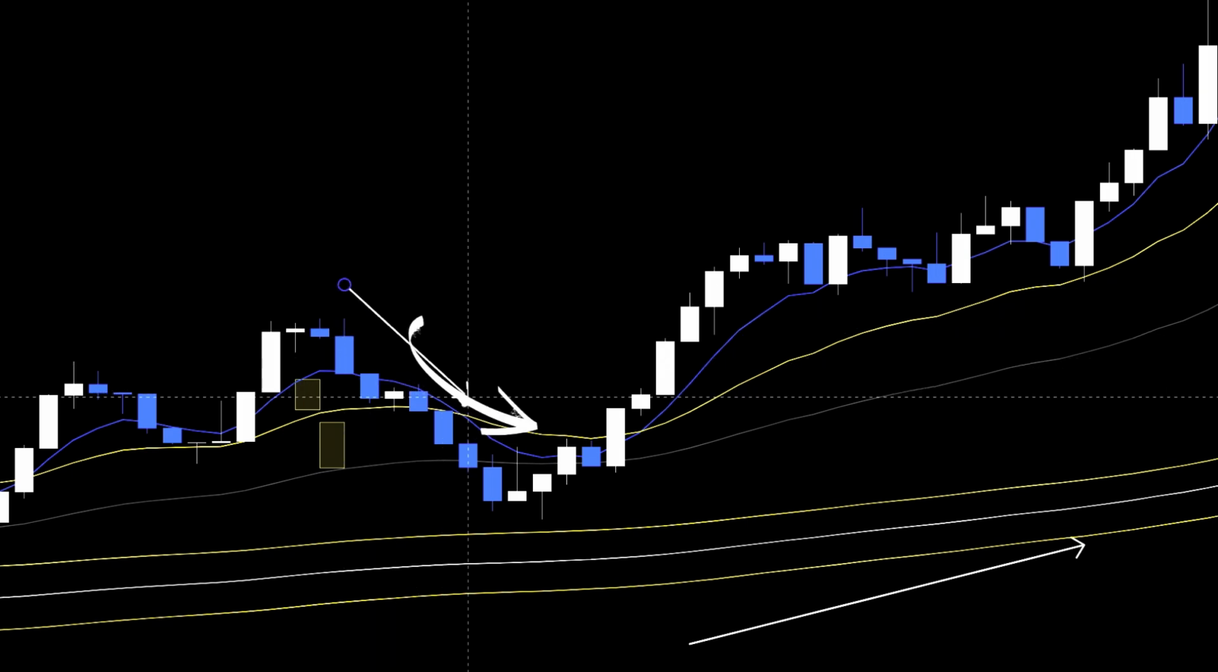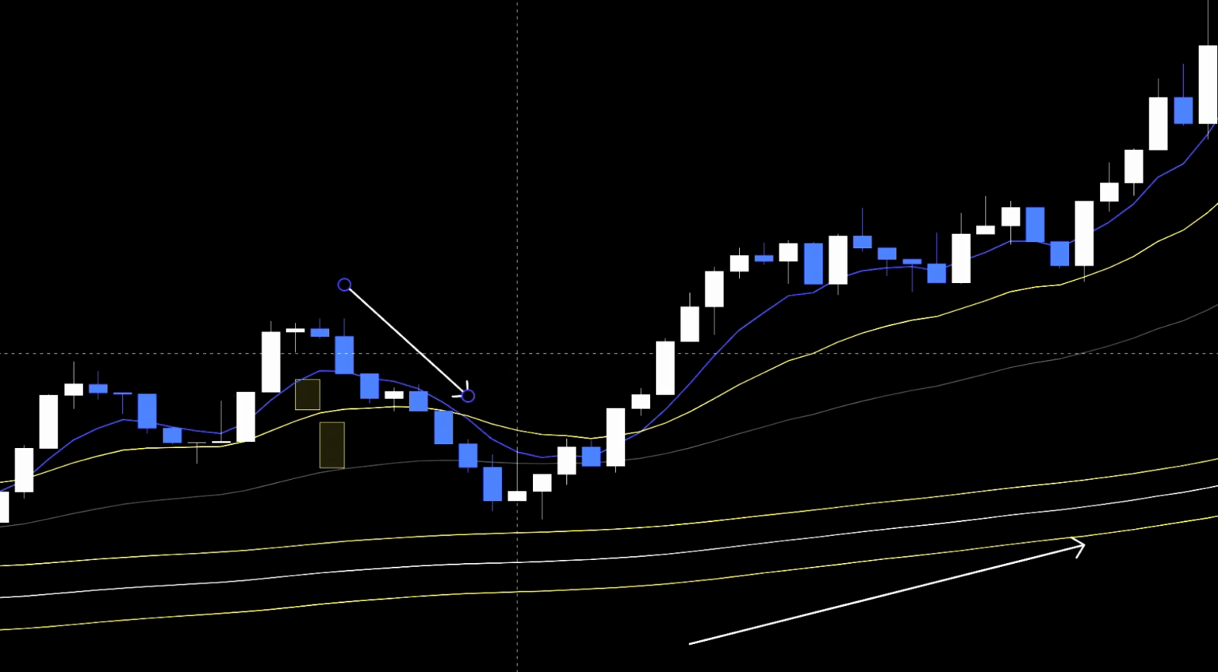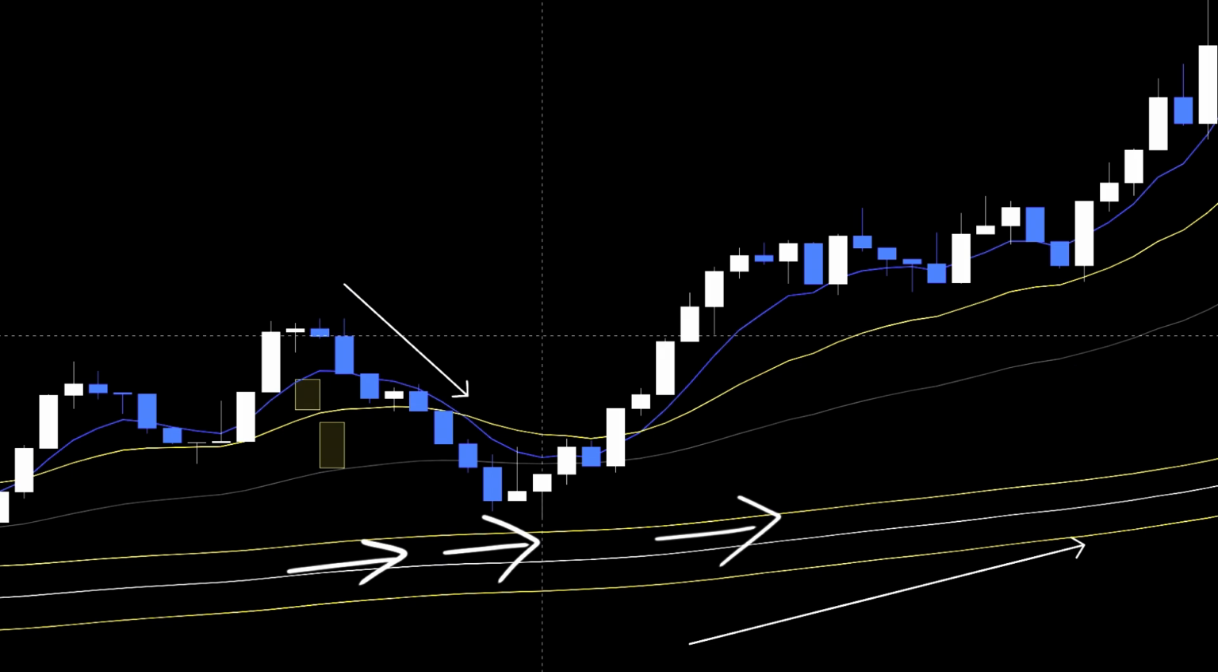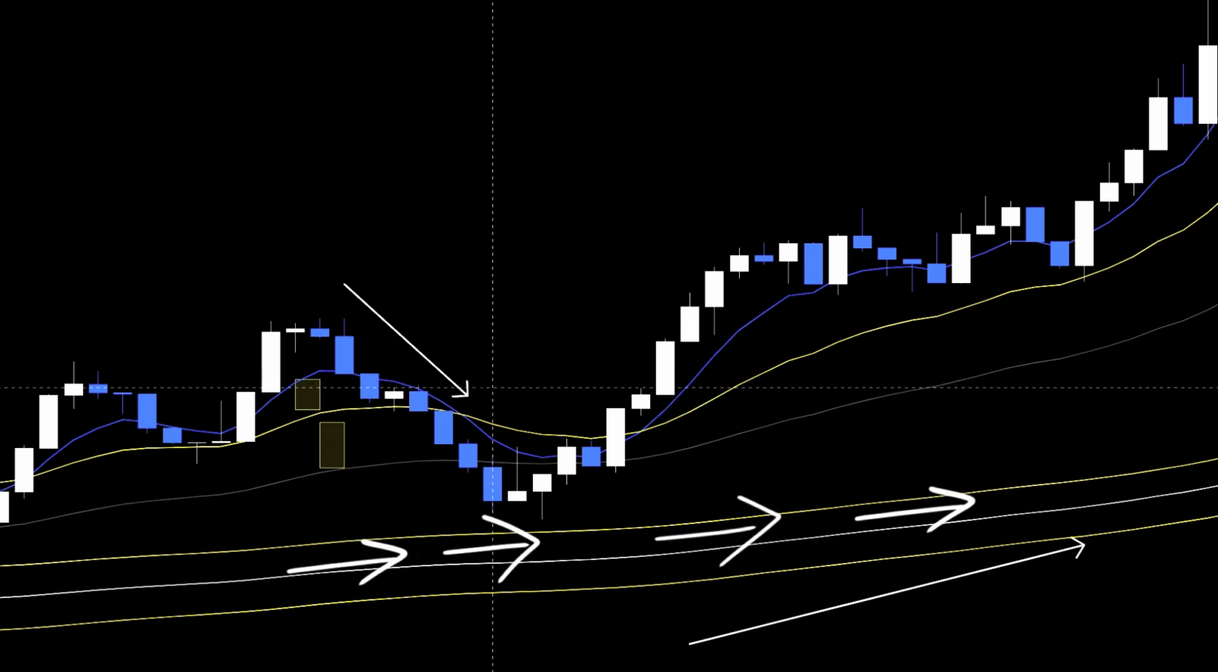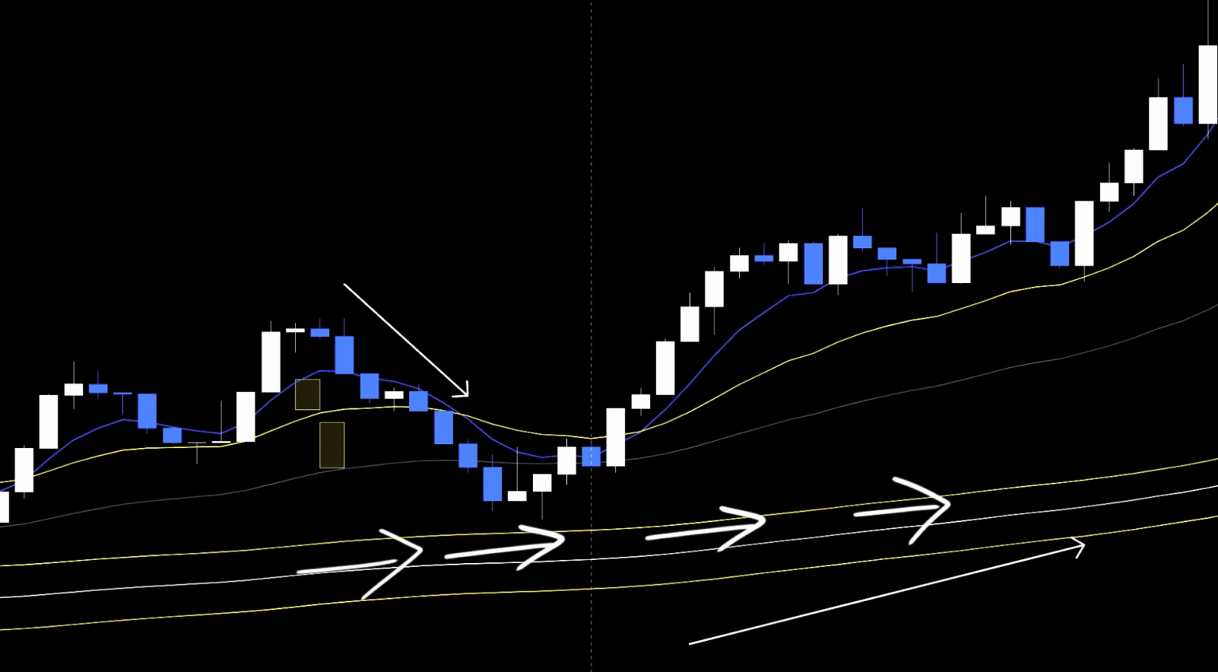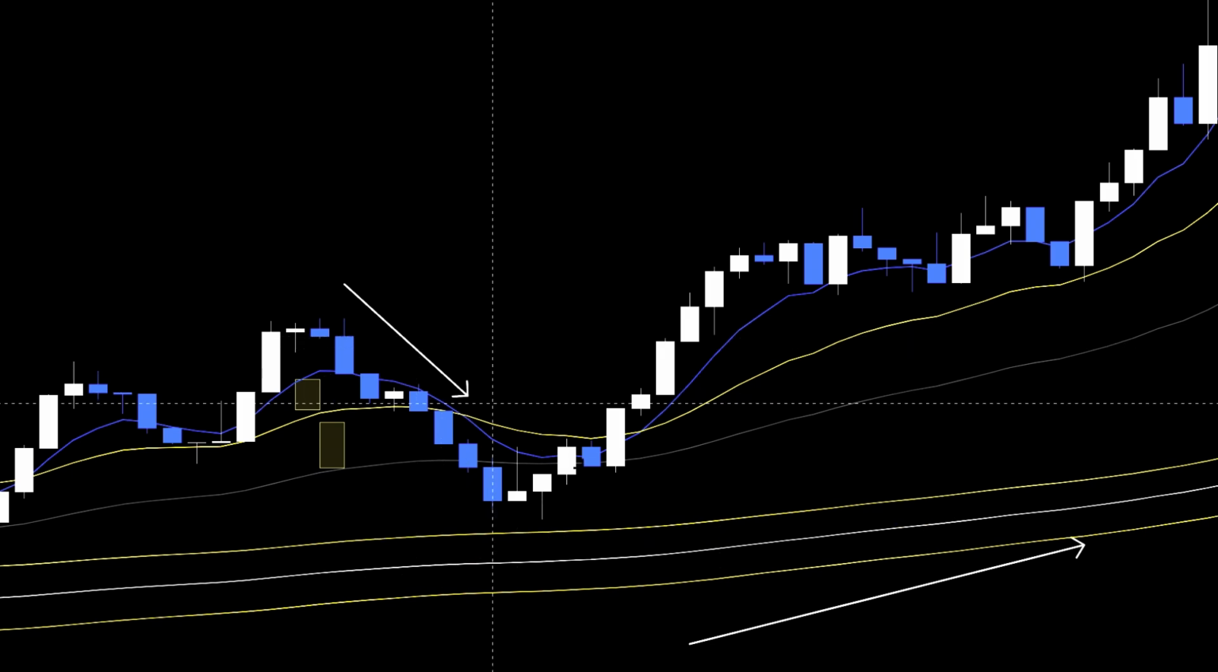But here's the key rule. The one thing that has to hold true for this specific setup, the price absolutely must stay above the 200 EMA zone. If it breaks down below the 200 EMA band, this particular trade idea is invalid. Simple as that.